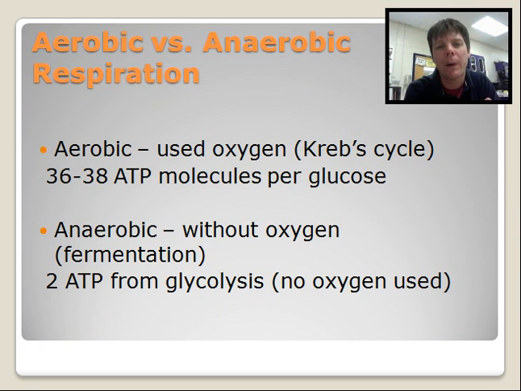Let's do a quick comparison of aerobic versus anaerobic respiration. Aerobic respiration means that we're using air, we're using oxygen specifically. This is the Krebs cycle. Depending on the cell type, the aerobic respiration processes can produce between 36 and 38 ATP molecules for every one glucose that's being broken down. That's a really high return.